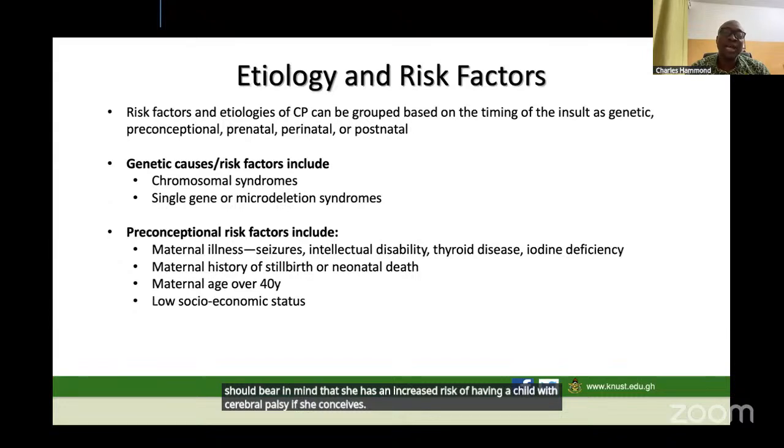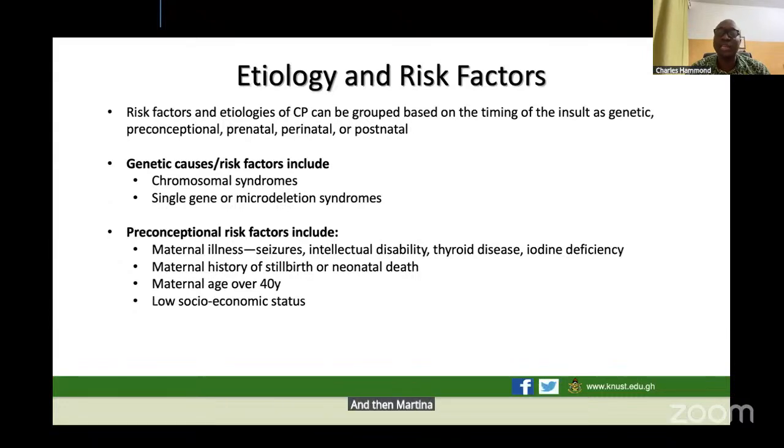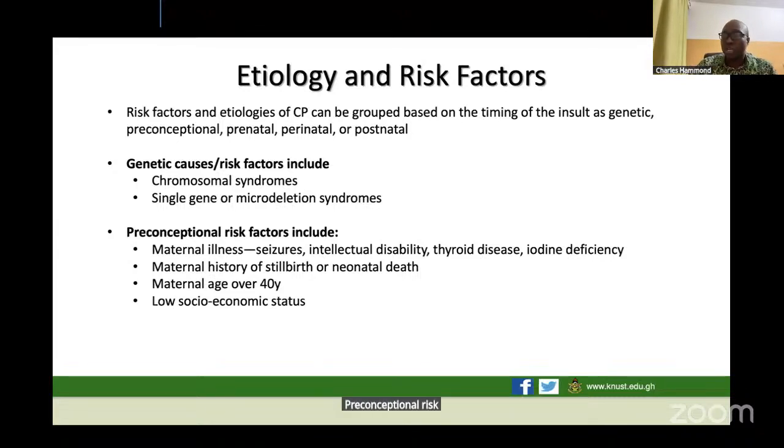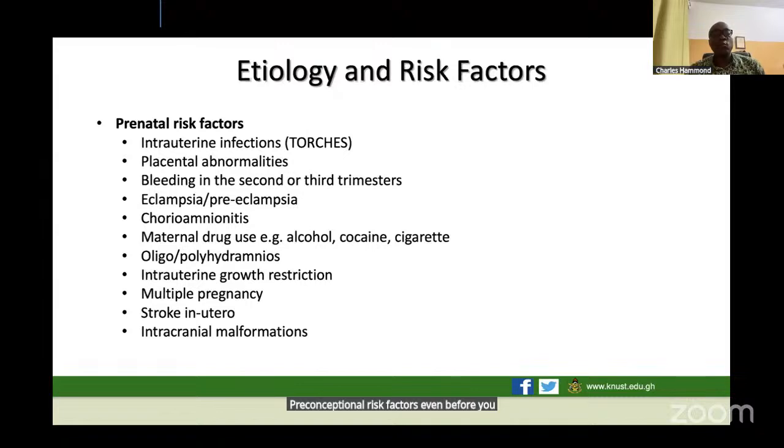And then maternal history of stillbirth or neonatal death. In any mother who has had previous stillbirth or neonatal death, there is an increased risk of subsequent babies with cerebral palsy. And maternal age over 40, and then low socioeconomic status. These are preconceptional risk factors, even before you conceive. And then whilst you are pregnant, that's the prenatal risk factors.